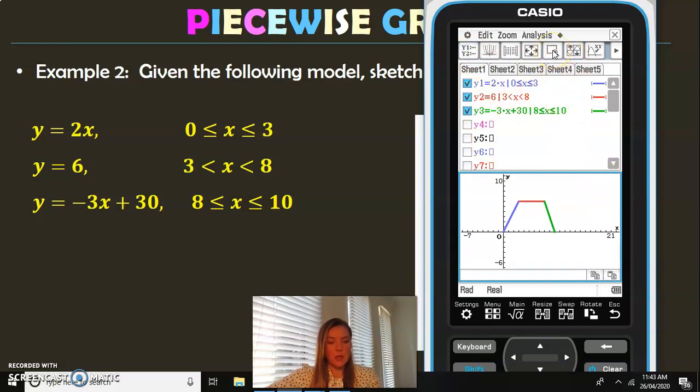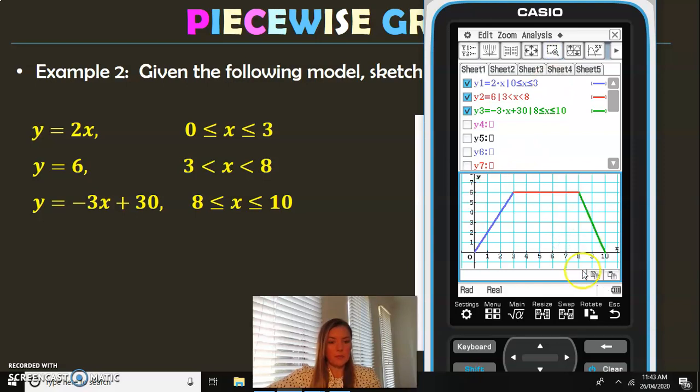So I'm going to zoom into that one just so I can see it a bit better. I'm going to use my zoom box, and I will zoom in here. All right, and you can clearly see this first section, the second section, and the third section. So once you've done that, you would go and transfer that onto your graph.